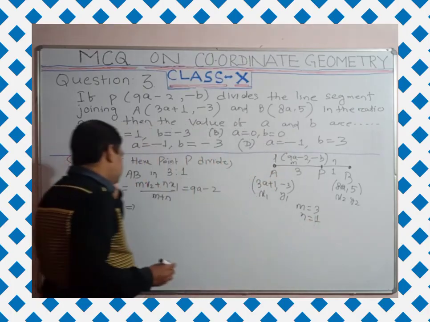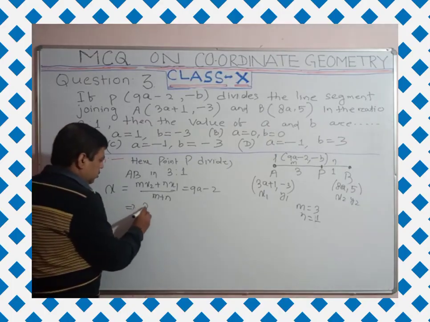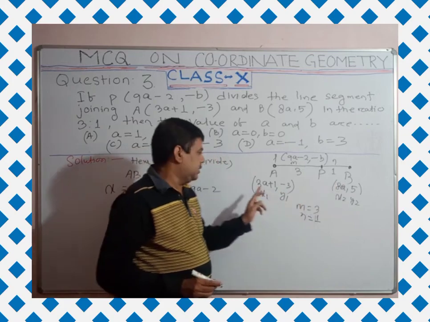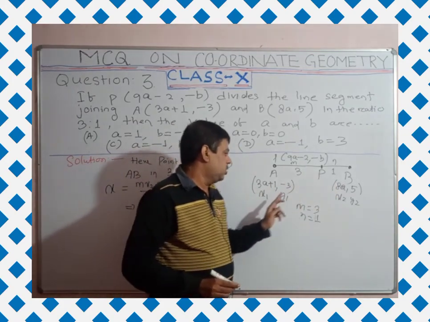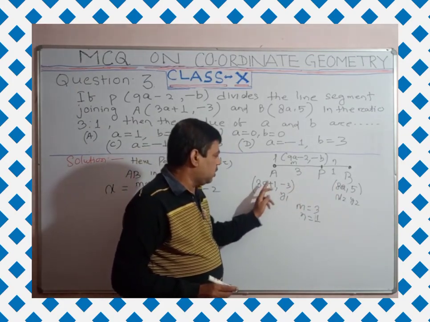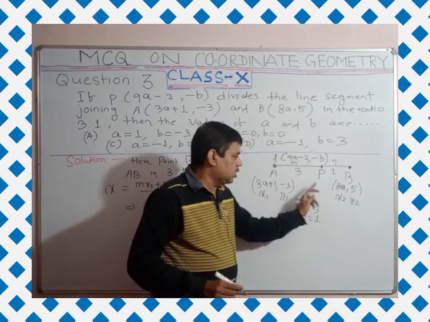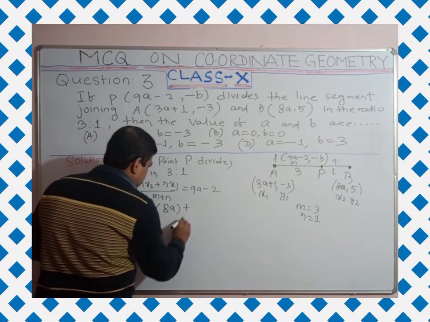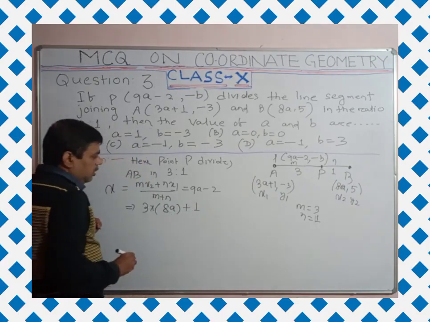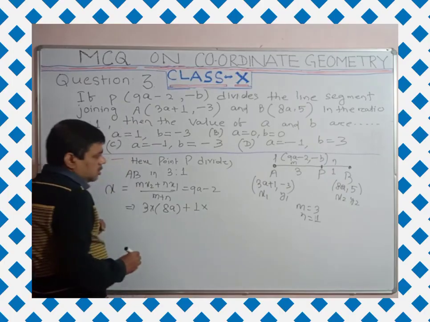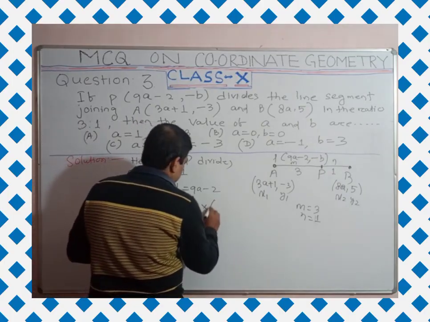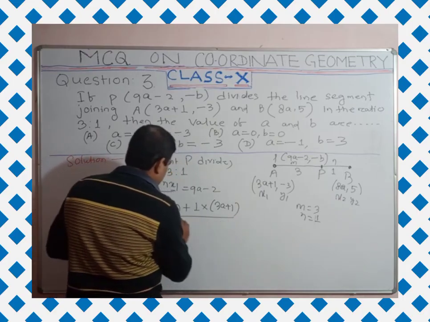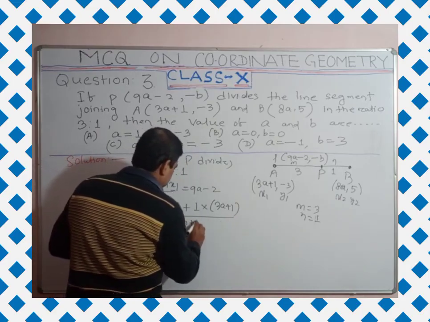Let us write properly. So m value 3, so 3 into x2 value. What is the value of x2? X2 is 8a, and x1 is 3a plus 1. So 8a, plus n, which is 1, into x1, which is 3a plus 1, divided by m plus n.